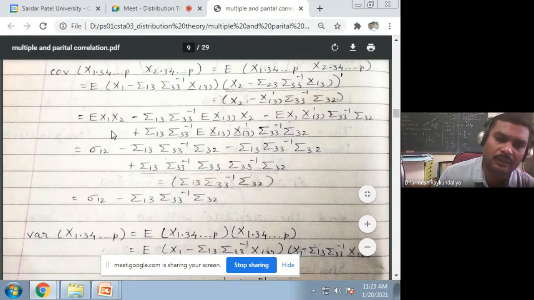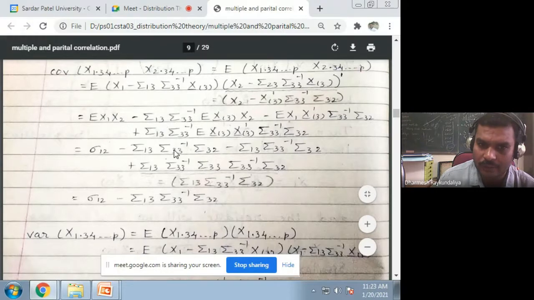Now what is the expectation of x1 x2? It is sigma 1,2. What is the expectation of x3 x2? It is sigma 3,2. So you can see sigma 1,3 sigma 3,3 inverse sigma 3,2. Then what is the expectation of x1 x3 transpose? It is sigma 1,3. So it is sigma 1,3 sigma 3,3 inverse sigma 3,2.